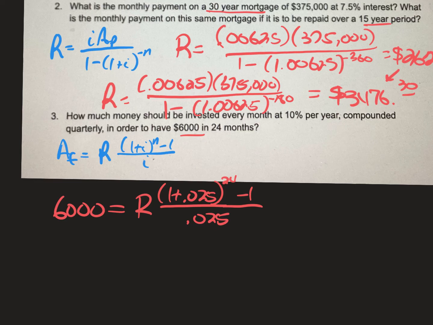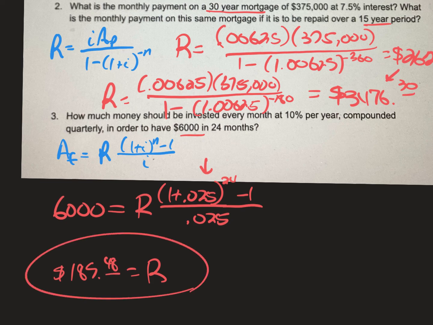So what I'm going to do is punch this whole thing in right here and then divide that into 6,000 and see what I get. And it looks like I'm going to have to put in about $185.48 every month for 24 months to get up to $6,000 at that rate.